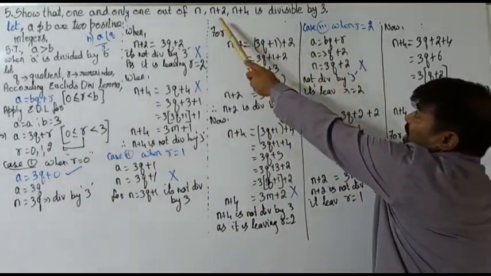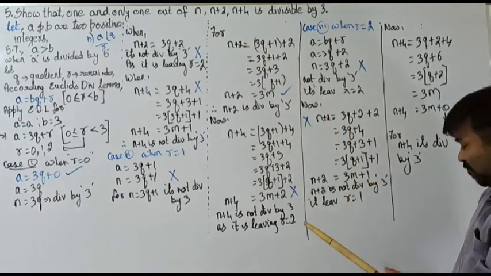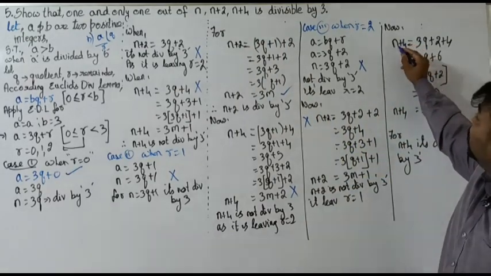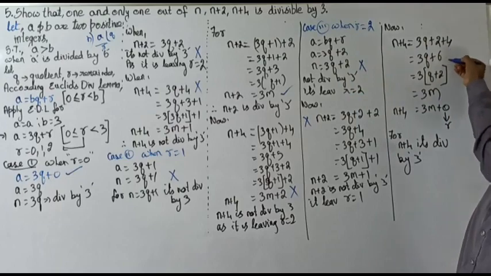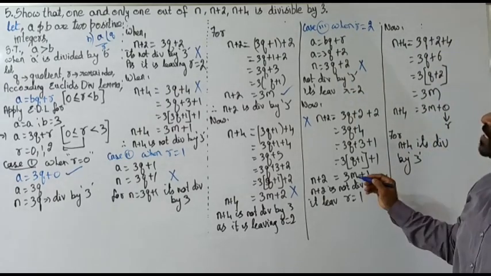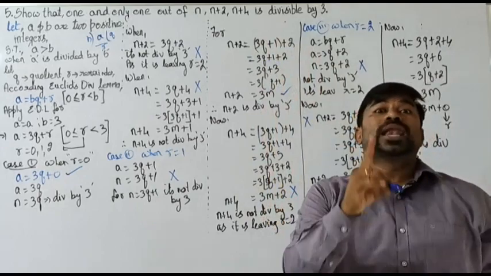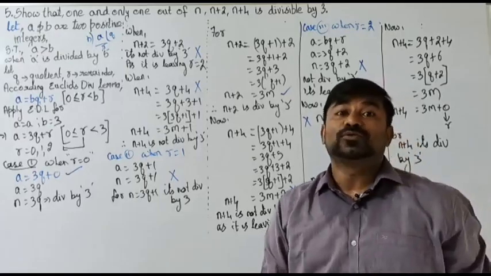When we are checking with n plus 2, when 2 is added, we got the remainder 1. Therefore, here it is not divisible. But here when n plus 4, n means what? N is nothing but this, 3q plus 2 plus 4, we are getting remainder 0. Means out of all, it is divisible at only 1 and only 1 is divisible by 3. Hope you are able to understand.